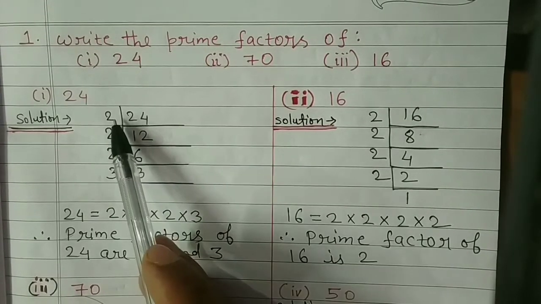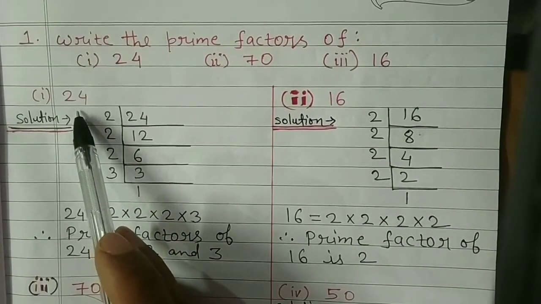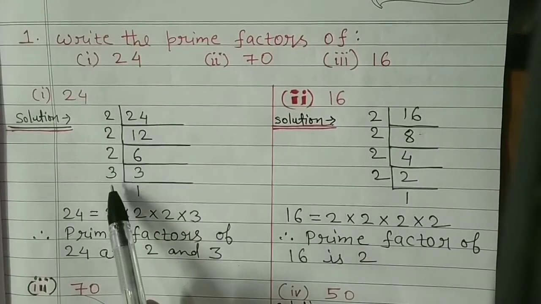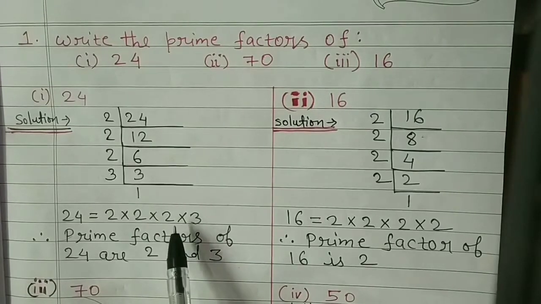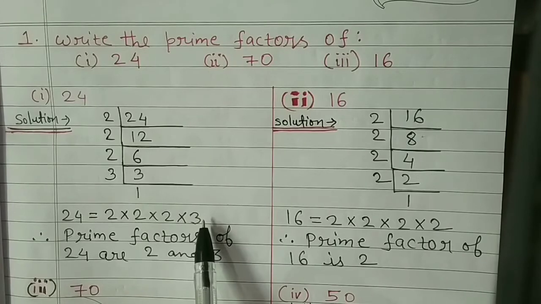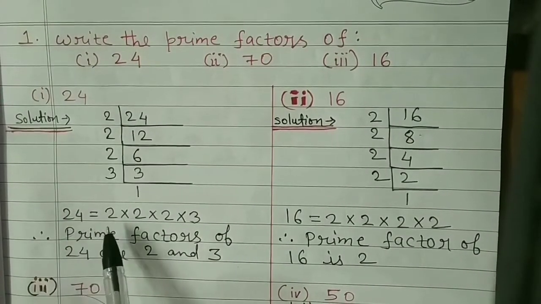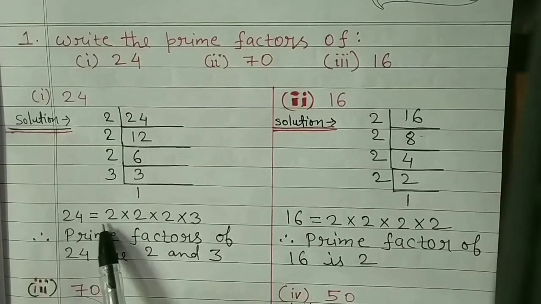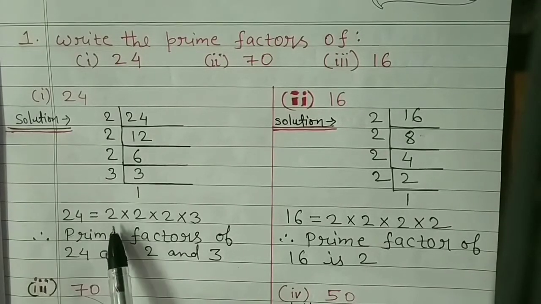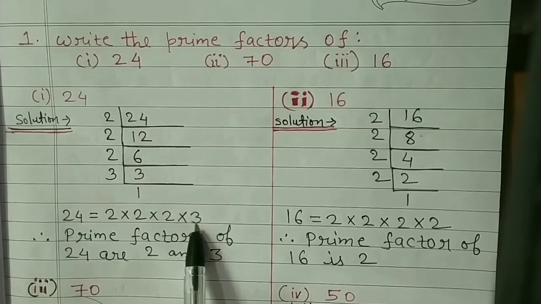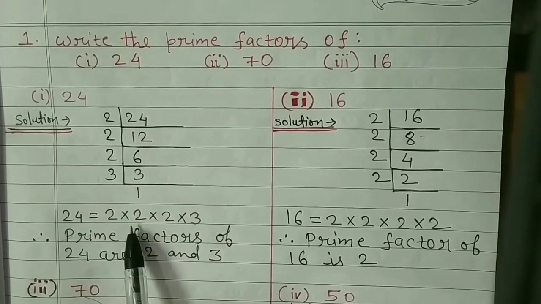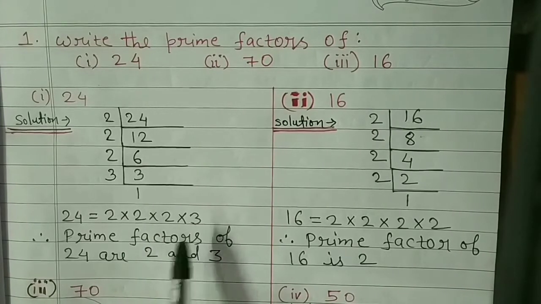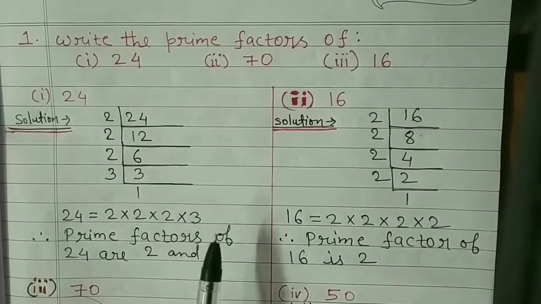Okay? So now, these are the prime factors of this number 24. Understood? So I have written here 24 equal to the multiplication of all these numbers: 2 into 2 into 2 into 3. Okay? And this line is called the prime factorization of this number. Now we are going to write the prime factors of this number 24. So as we can see here, this is the prime factorization of this number 24, that is 2 into 2 into 2 into 3. And here we can see that only 2 prime numbers are there, the prime number 2 and the prime number 3. Okay? So the prime factors of 24 will be 2 and 3.